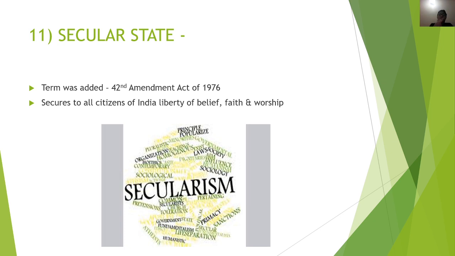Some provisions are made in the constitution. The term secular was added in the 42nd Amendment Act of 1976. Second, the preamble secures to all citizens the liberty of belief, faith and worship. And the state cannot deny to any person equality before law or equal protection of law under Article 14. So we have many fundamental rights under the articles.